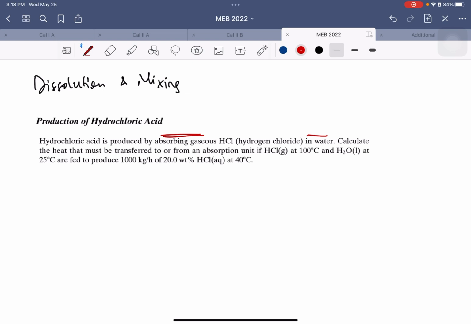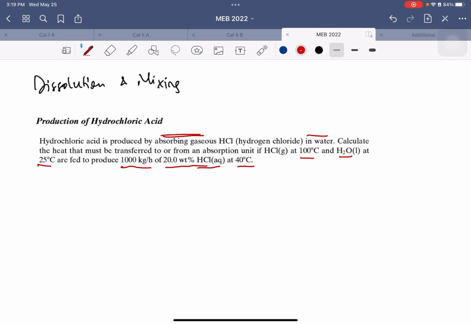So the question is asking, calculate the heat that must be transferred. We are going to absorb the gas, and we are going to need some energy to transfer, right? We have the conditions that the HCl gas temperature is 100 degrees Celsius and the liquid water is 25 degrees Celsius, and we are going to produce 1000 kilogram per hour of 28% aqueous HCl at 40 degrees Celsius.